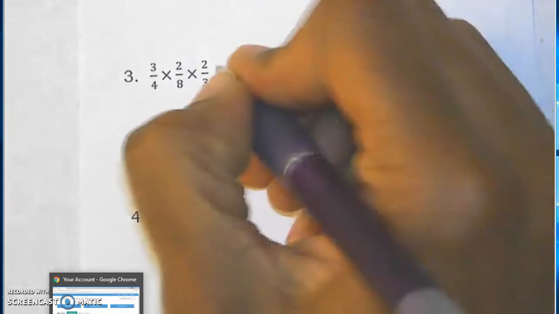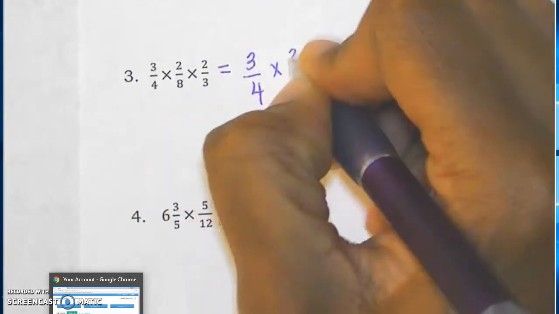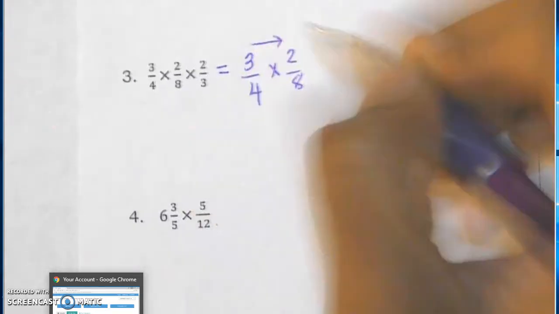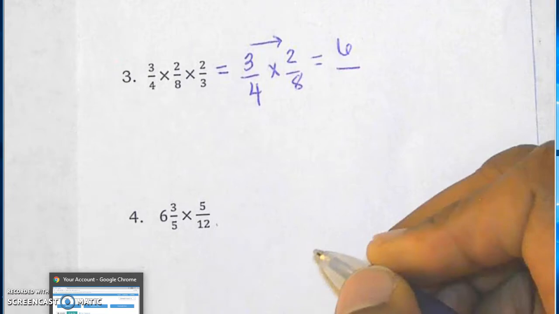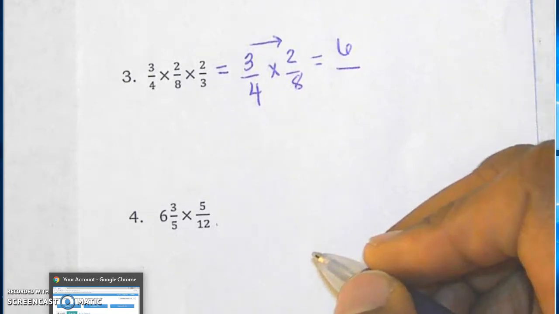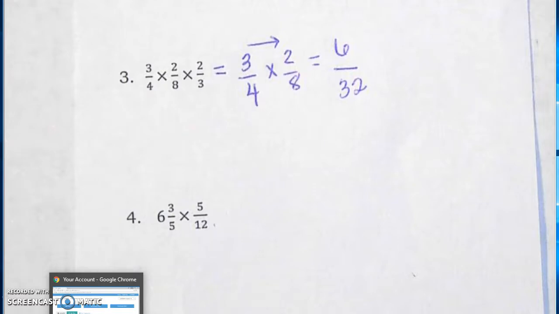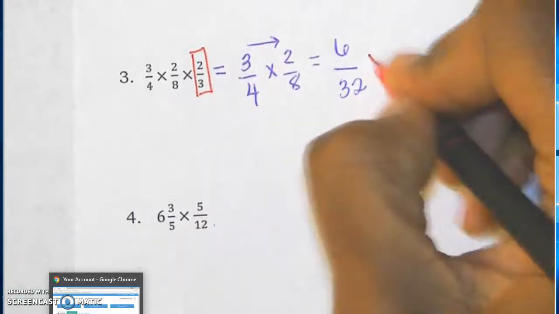So we're going to start by multiplying 3/4 times 2/8, and again you multiply straight across. 3 times 2 is 6. 4 times 8 is going to be 32. And we're not going to concern ourselves with simplifying at this step because we still have to go back and multiply by the third number. So now we left out the 2/3. We're going to bring in 2/3 now.